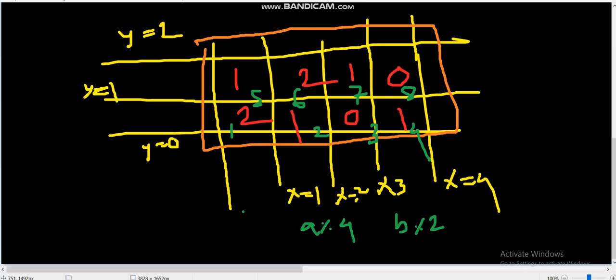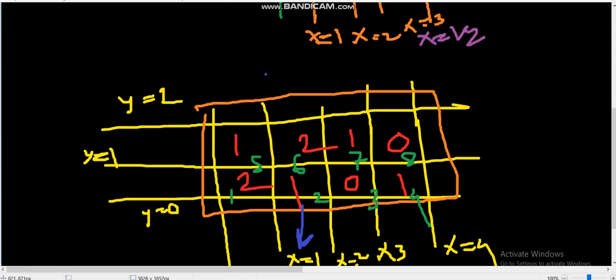Now comes the important part. Let's say this is our starting cell. What is the total number of columns in our rectangle? It is nothing but c minus a. So let's call x equal to c minus a.